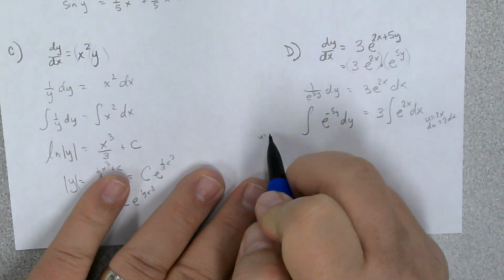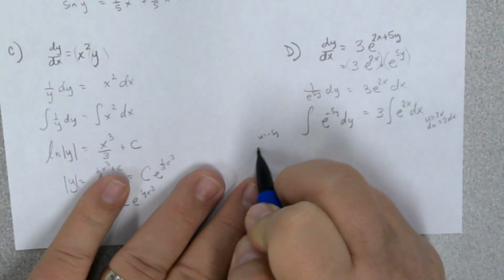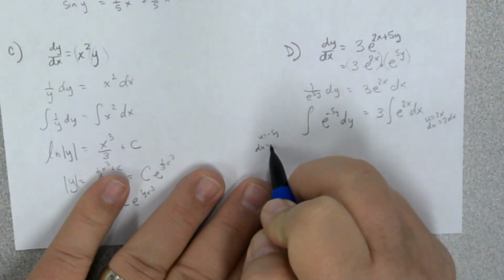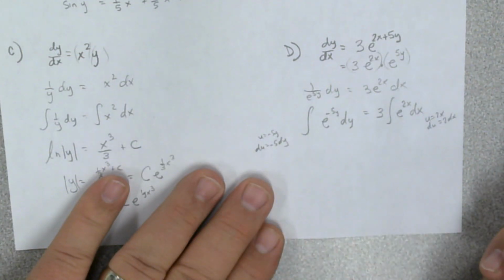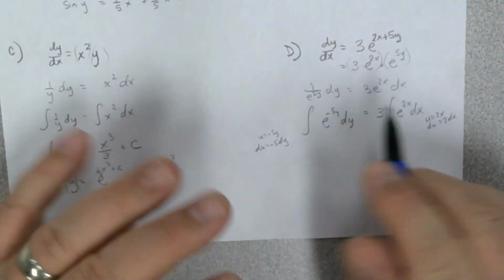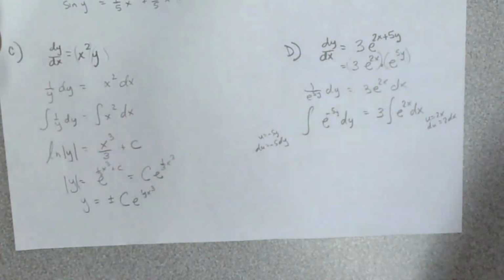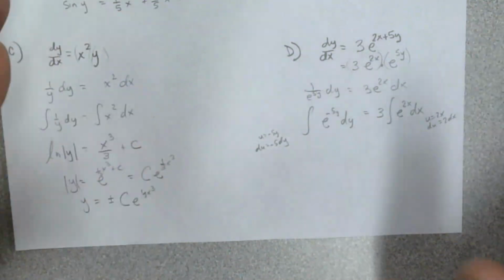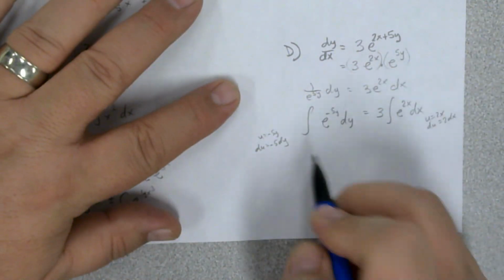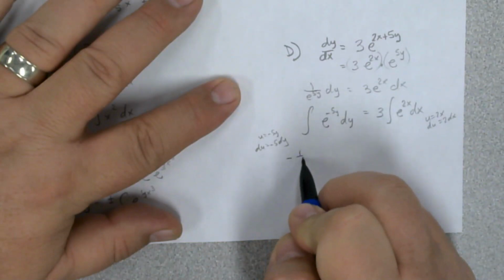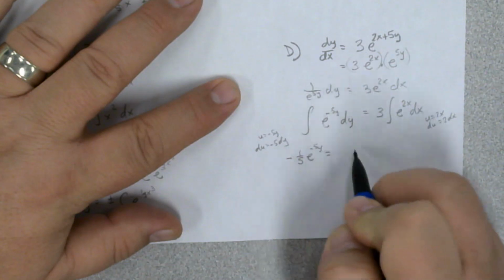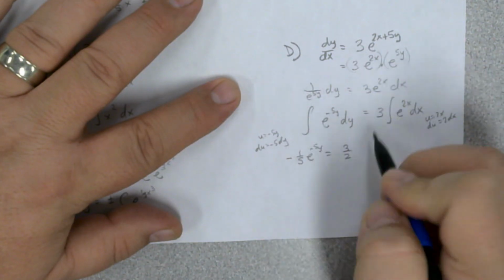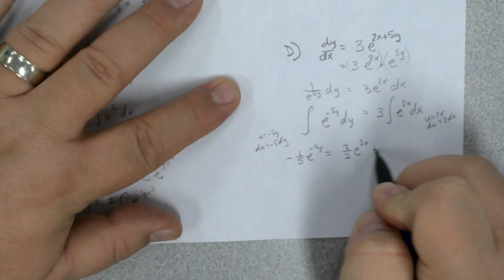So u would be negative 5y. So du would be a negative 5 dy. And so we'd have to do our u substitution and move things around and then integrate and bring back. To save some time, I'm going to go ahead and give you the answer of what all that would be. It would be a negative 1/5 e to the negative 5y equals 3 over 2 e to the 2x plus a constant.